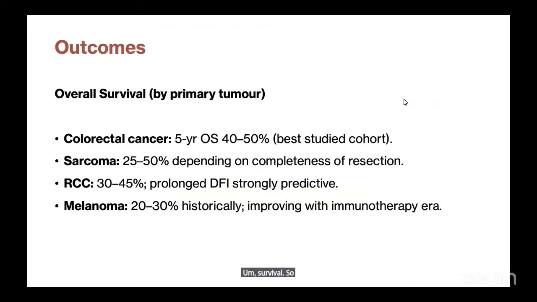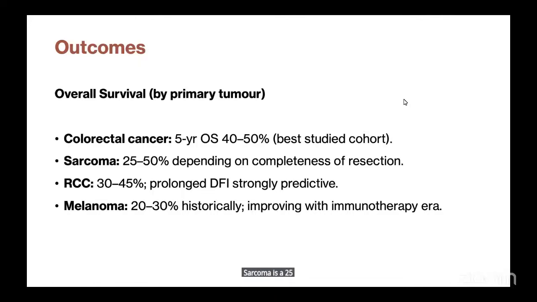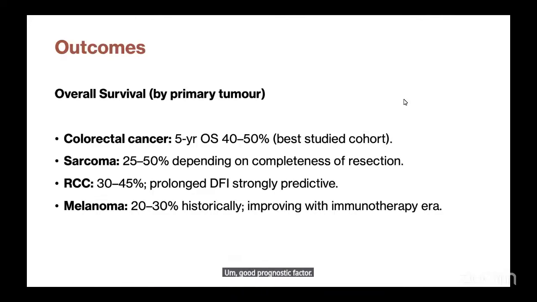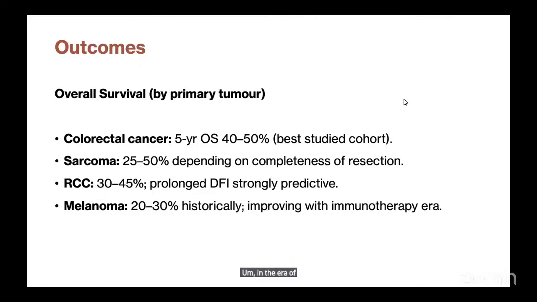So, just a general overall survival by tumor type. Colorectal cancer, 5-year overall survival 40 to 50%, and that's actually been the best studied cohort. Sarcoma is 25 to 50%. Renal cell carcinoma, 30 to 45%, with a prolonged disease-free interval being a strongly predictive, good prognostic factor. Melanoma, not so great, 20 to 30%, but that continues to improve in the era of improved immunotherapy.